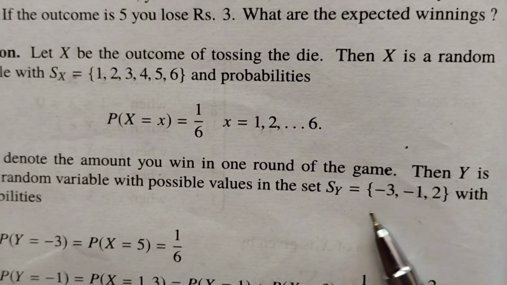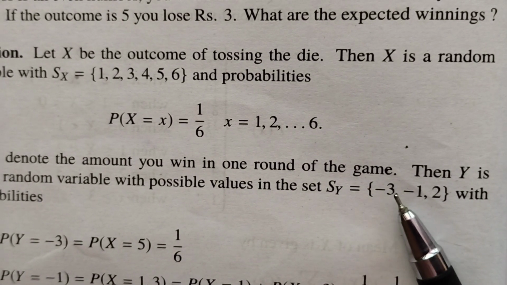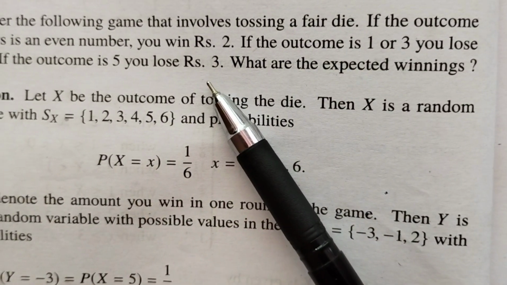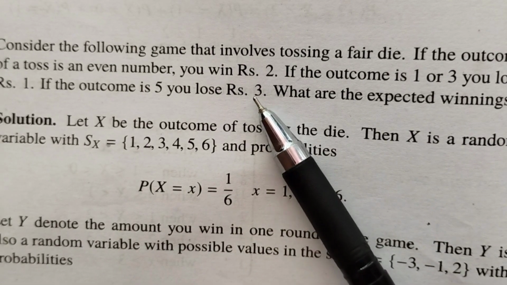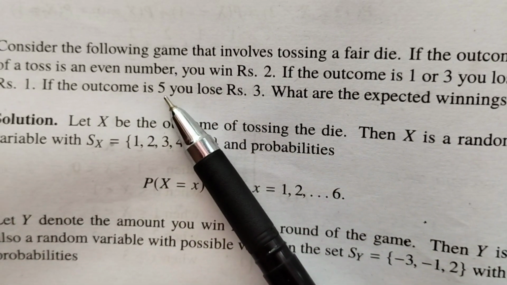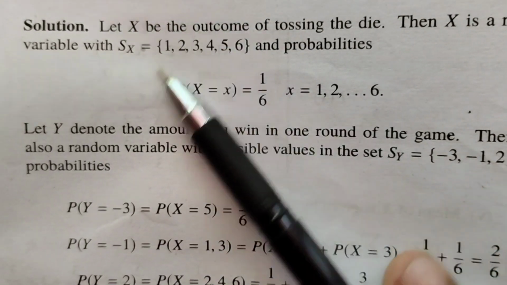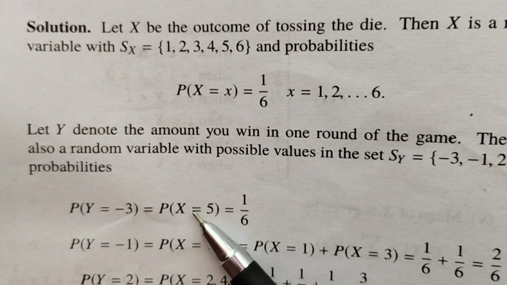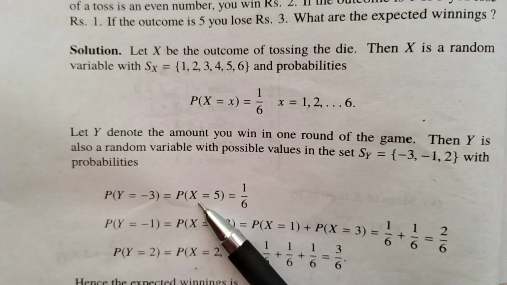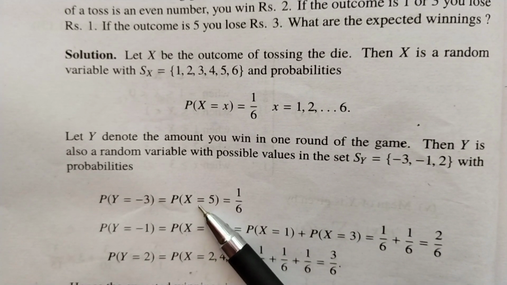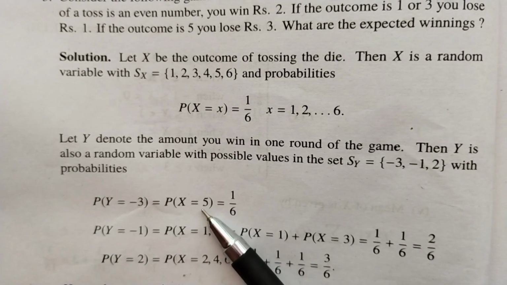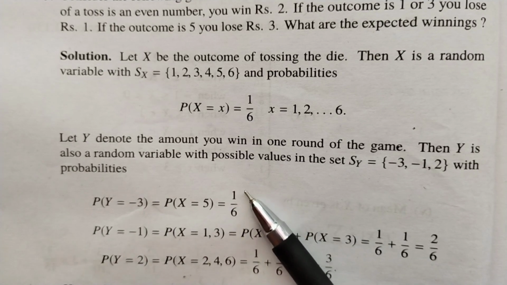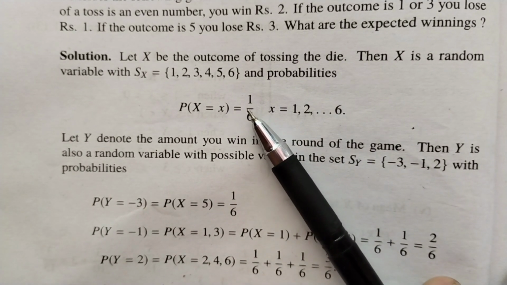So what is the probability of getting -3? What is -3? You lose 3. When will you lose 3? If the outcome is 5. So the probability of y equal to -3 means that while tossing a die, your outcome is 5. What is the probability of outcome 5? Its probability is equal to 1 by 6.